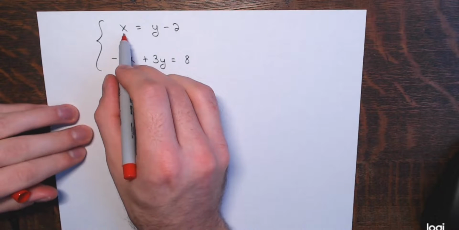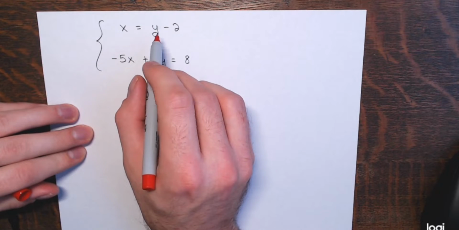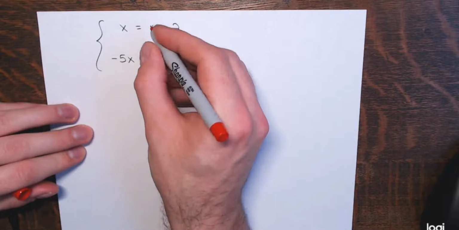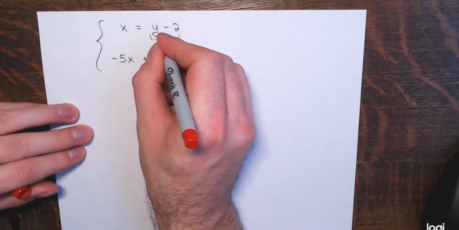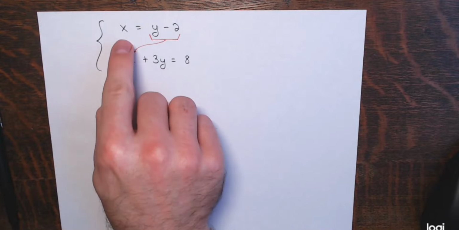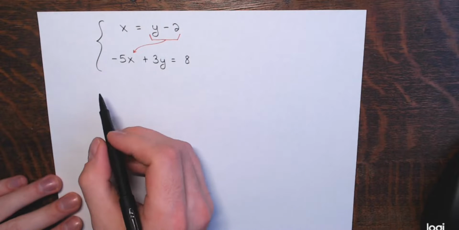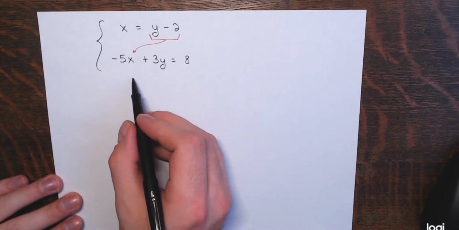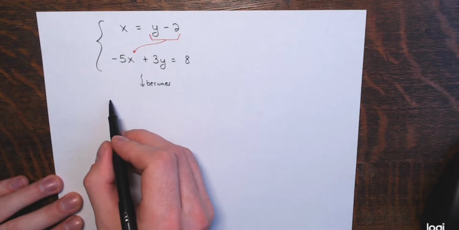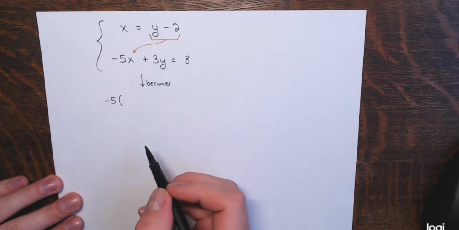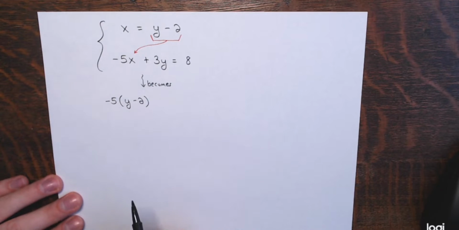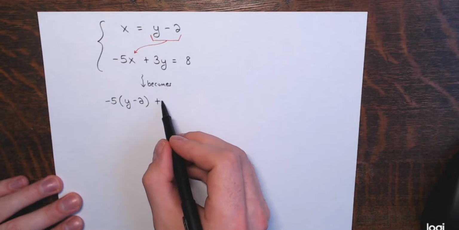So it's already set up nicely where I don't have to do anything. The first step was solve one of the equations for one of the variables. The first equation is already solved for x. So now I can take this expression, y minus 2, and replace x with it in the other equation. Because x is equal to y minus 2 in this system. So now the other equation becomes, after the substitution, instead of negative 5 times x, negative 5 times this expression, y minus 2. And don't forget the parentheses around that. Then we got plus 3y equals 8.